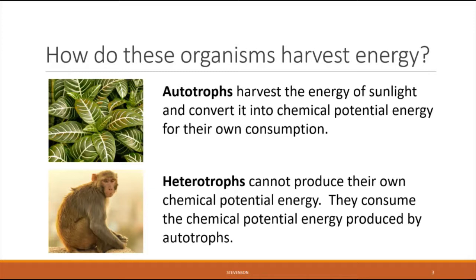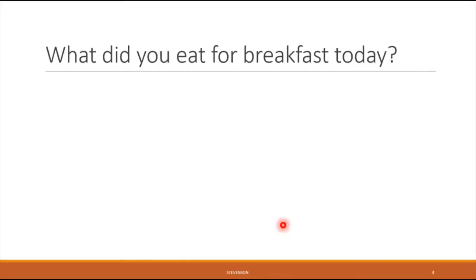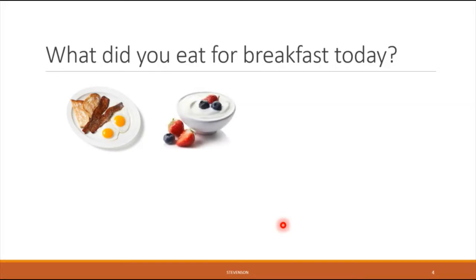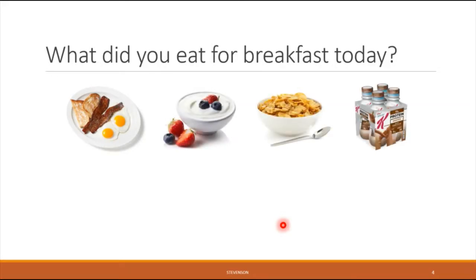And you may think to yourself, well, not all animals eat plants. Some animals are strict carnivores and they only eat other animals. And yes, that may be true. However, if we think back to that question that I asked you in the last lecture, the thought exercise of what did you eat for breakfast today? Every single one of the possibilities that I presented to you could be originally traced back to autotrophs.